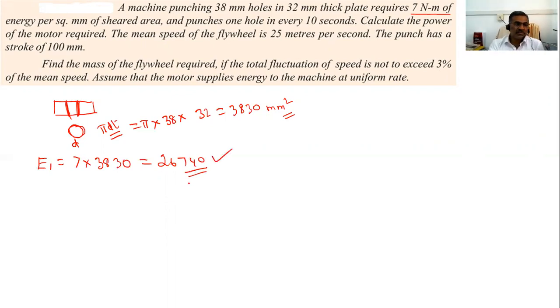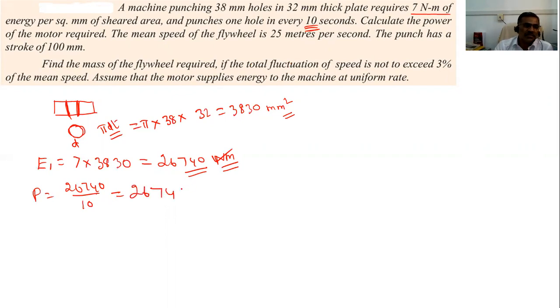So from this, you have to calculate the power. This is in Newton meter. How much time does it take? 10 seconds. Then the power of the motor is equal to 26740 divided by 10, Newton meter per second. That is equal to what? 2674 watts. Right? So the first step you have calculated: the power of the motor required.